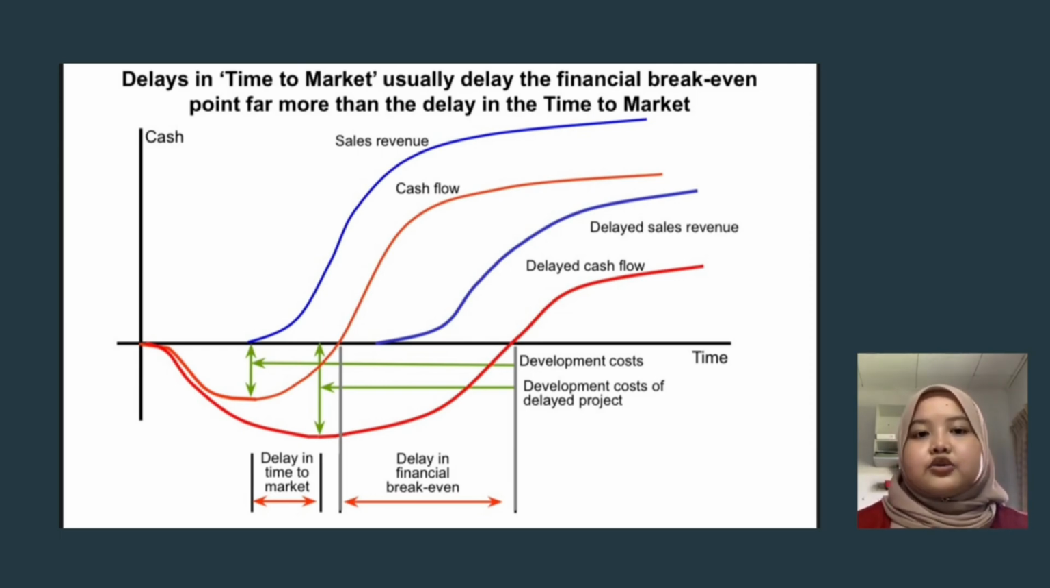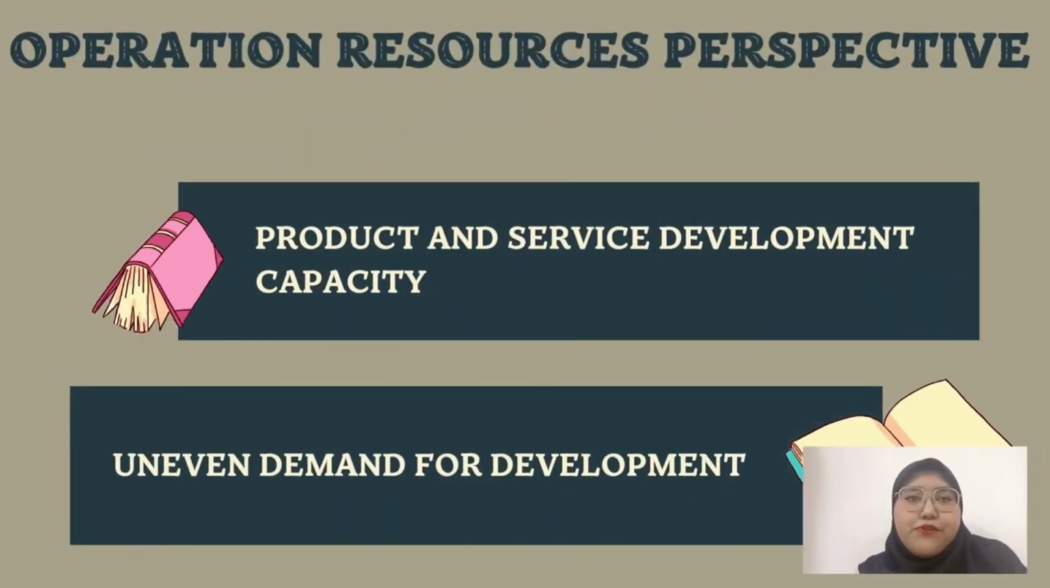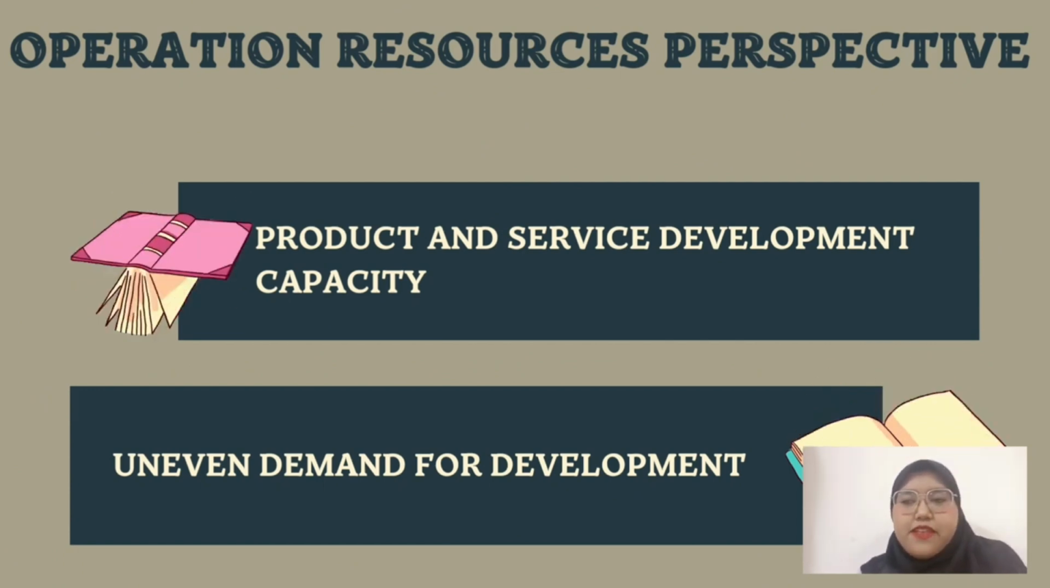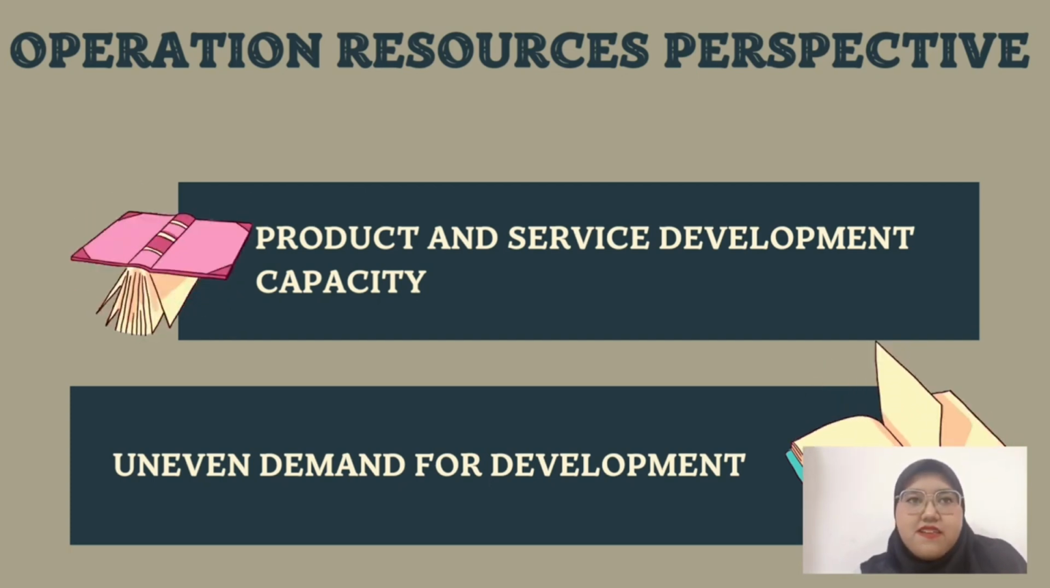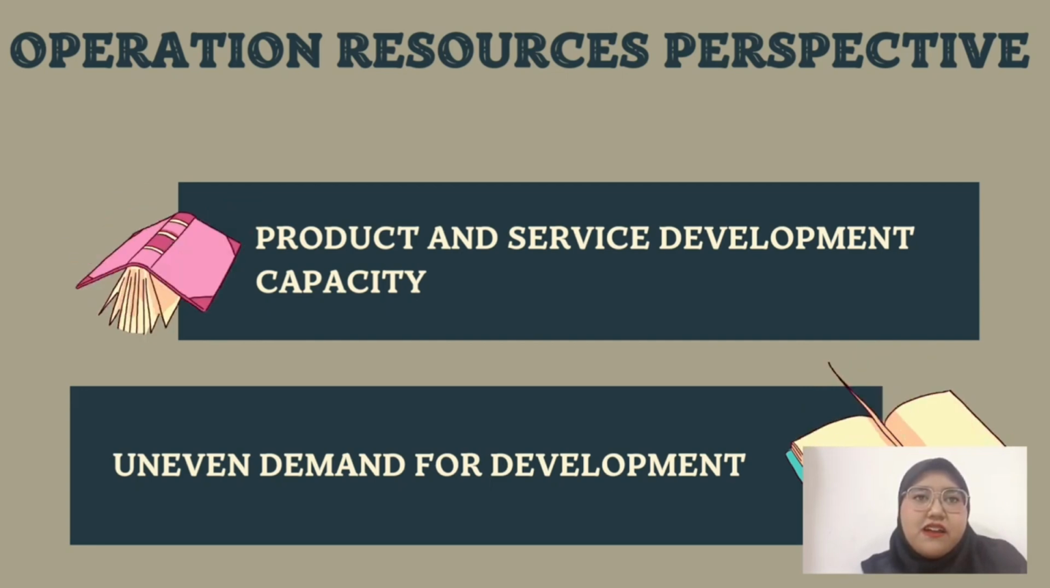Next, uneven demand for development. Due to uneven demand for the products or development, the company may hesitate to invest in the development. Thus, it creates a vicious cycle. The vicious cycle refers to under-resourcing development capacity. Development need is confirmed for only the short term, so there is reluctance to invest in long-term development resources. So in the short term, the project runs into problems because it is under-resourced. So the problem in the development project results in lost business opportunity.